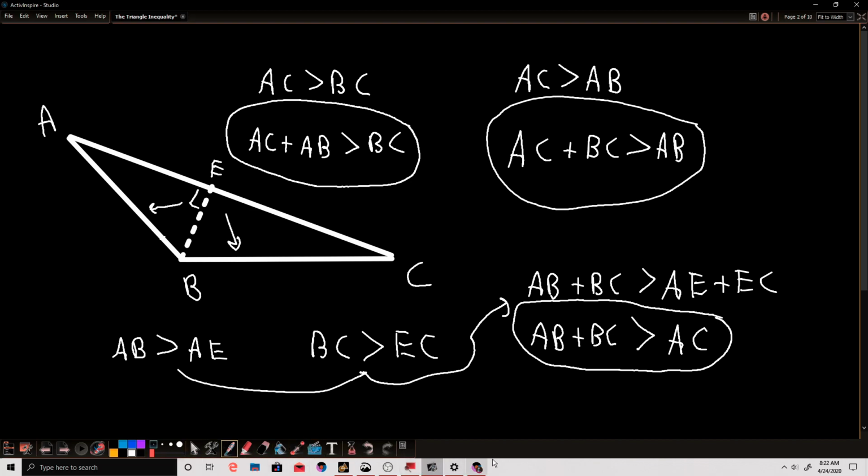Okay, so in the next part of this lesson, we'll demonstrate a kind of unique case of the triangle inequality theorem.